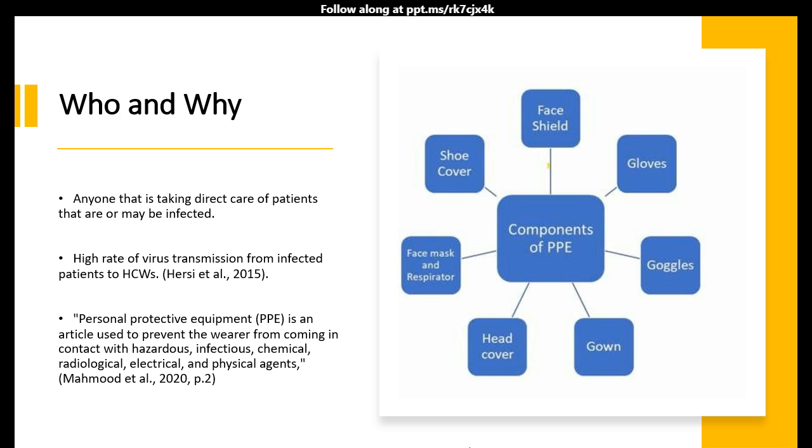Personal protective equipment is an article used to prevent the wearer from coming in contact with hazardous, infectious, chemical, radiological, electrical, and physical agents. So that's the definition of what PPE is and what we use. Some examples are shoe covers, face shields, gloves, goggles, gowns, head covers, face masks, and respirators. And we're going to talk about these different kinds of PPE.